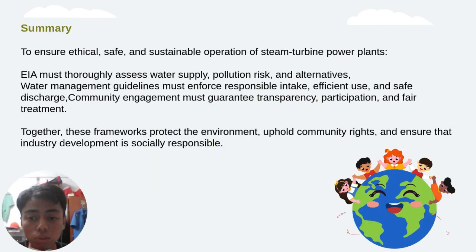And for summary, to ensure ethical, safe, and sustainable operation of a steam turbine plant, the EIA must thoroughly assess water supply and pollution risk, and water management guidelines must inform responsible intake, efficient use, and safe discharge. Community engagement must guarantee transparency, participation, and fair treatment. Together, this framework protects the environment, upholds community rights, and ensures that industrial development is socially responsible. That's all from me. Thank you.